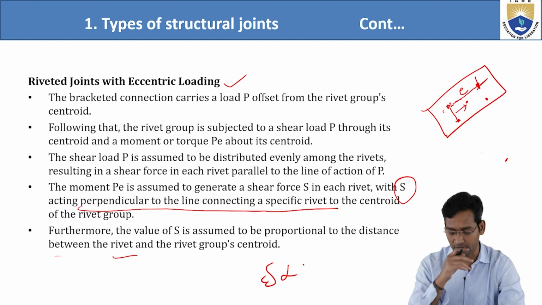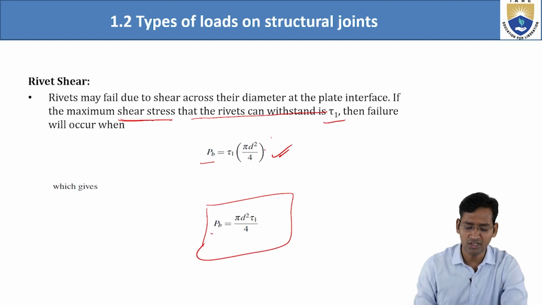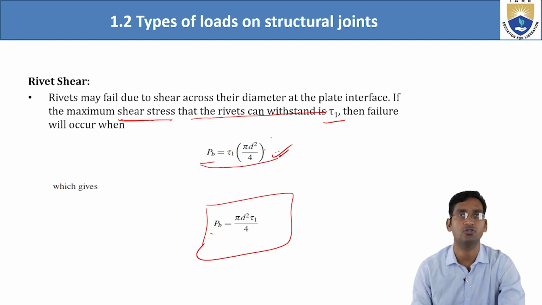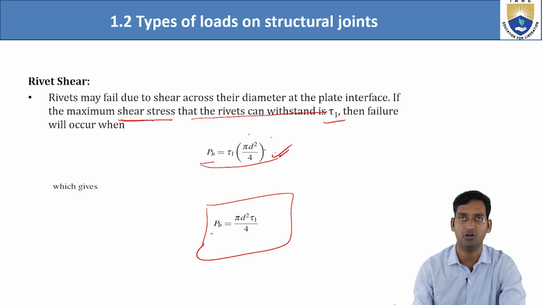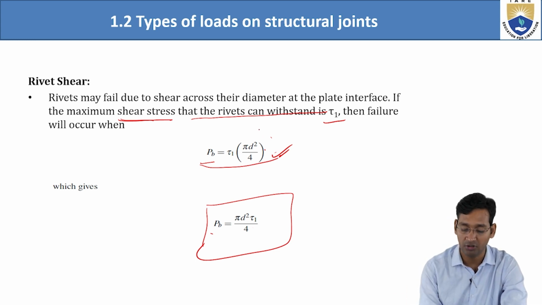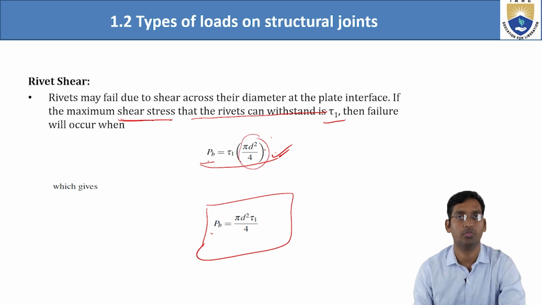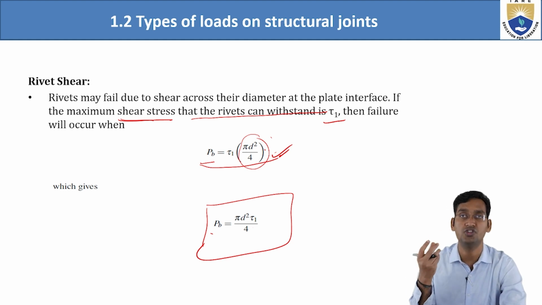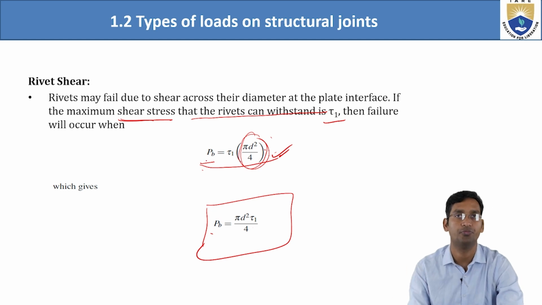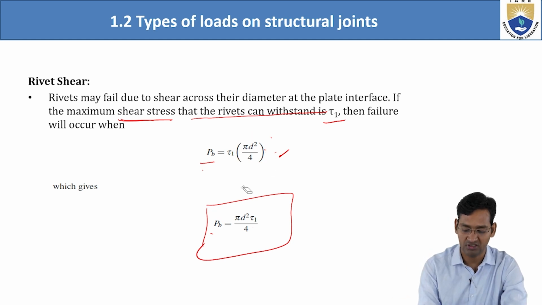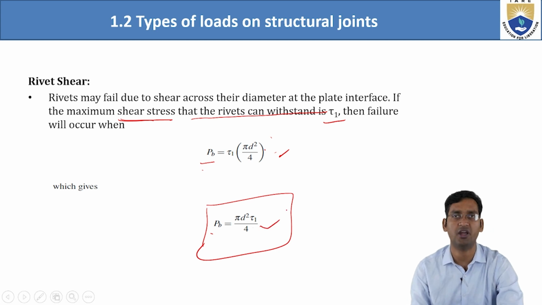Now for the rivet, PV equals tau 1 into pi d square by 4, where d is the diameter of the rivet. If d is more, PV will be more, but for efficiency the d should be less. So instead of keeping one bigger diameter, keep more rivets, so the total pi d square by 4 will be more. The simplified way is PV equals pi d square tau 1 by 4.